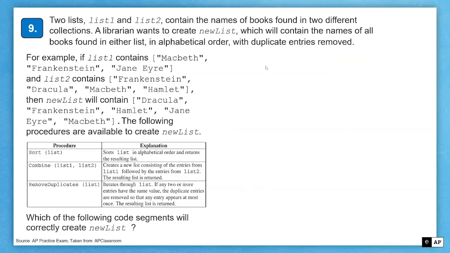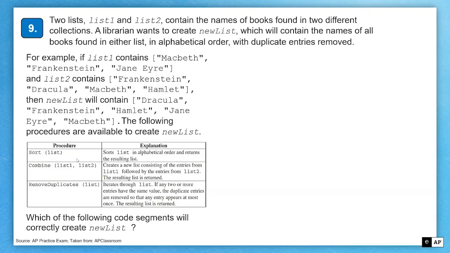Now we're going to look at two lists. List 1 and 2 contain names of books found in two different collections. A librarian wants to create a new list, which will contain the names of books found in either list in alphabetical order with duplicate entries removed. List 1 has Macbeth, Frankenstein, Jane Eyre. List 2: Frankenstein, Dracula, Macbeth, and Hamlet. The new list should be Dracula, Frankenstein, Hamlet, Jane Eyre, and Macbeth.